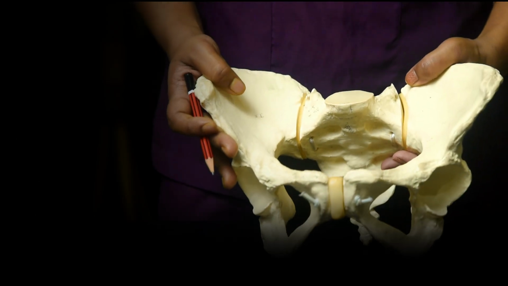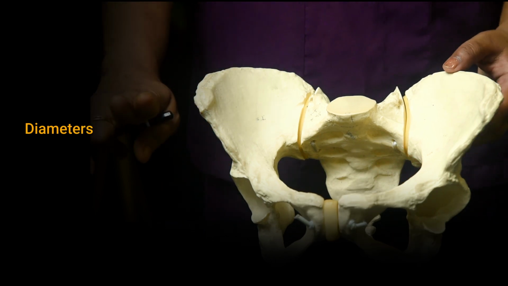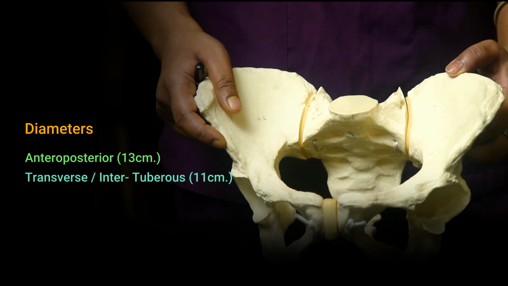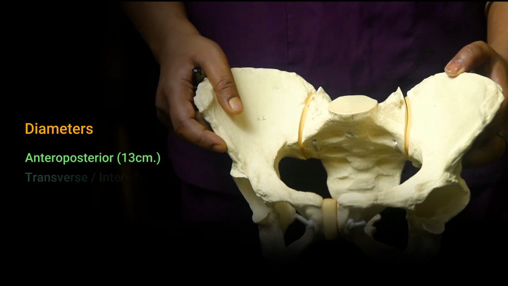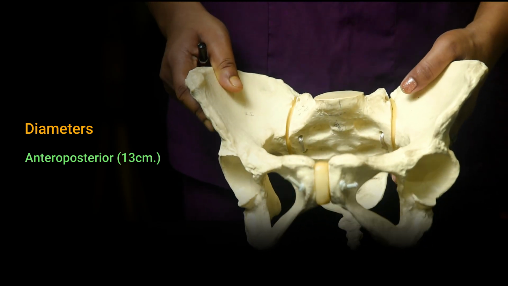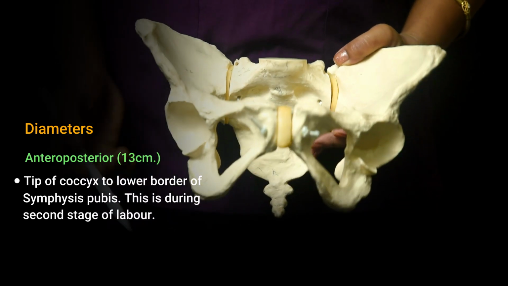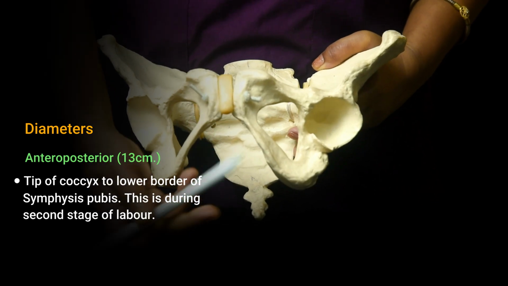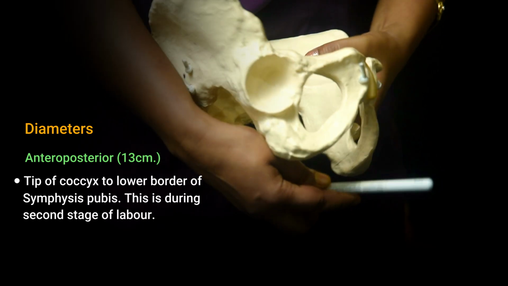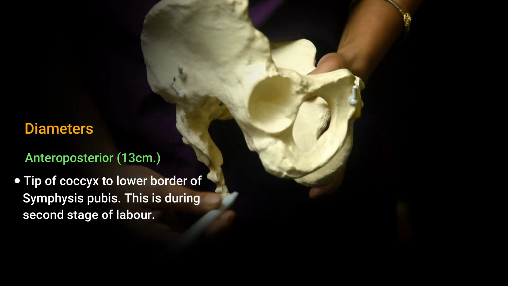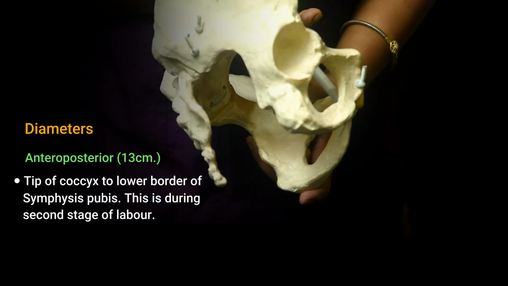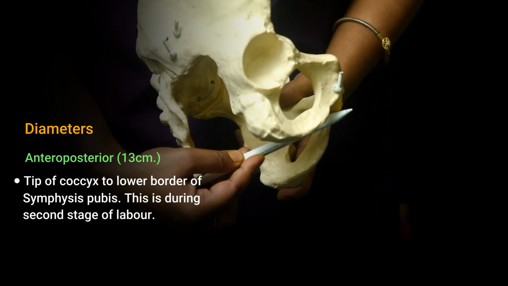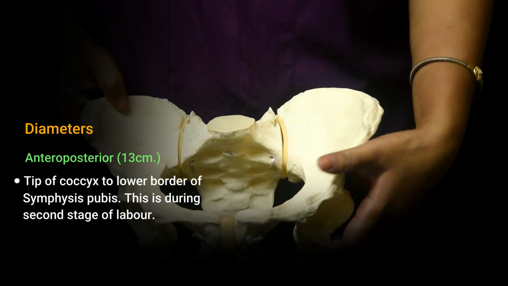Okay, and now come to the diameters of this. Again, it has two diameters: the anterior-posterior diameter, which is 13 centimeters, and the transverse diameter, which is 11 centimeters. Now, the anterior-posterior diameter, how can you show this? The diameter starts from the tip of the coccyx to the lower border of the symphysis pubis. So like this. If you hold it like this, you can see easily from here to here. Okay. So this is the distance. And this is 13 centimeters.